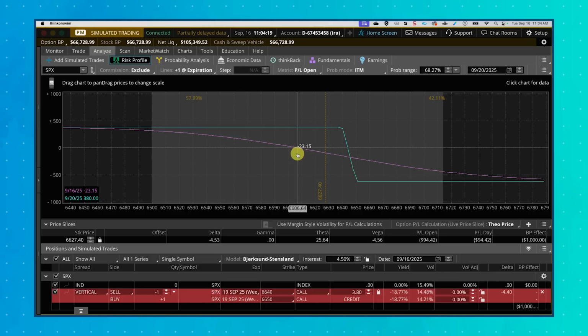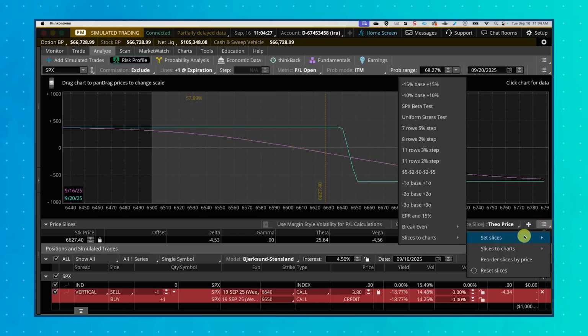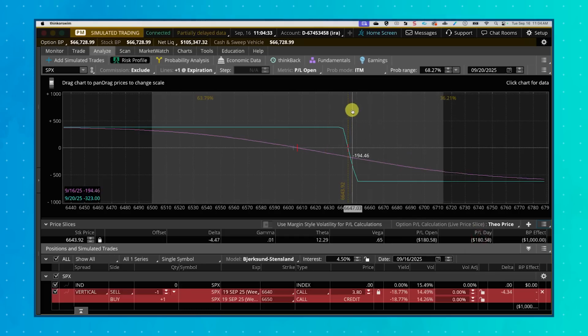Now, the first thing I do when I come over to this page is check the probability of this trade working out for me. So I'm going to follow this over to the right side, click on this menu icon, go to Set Slices, go over here to Break Even and pick 920. What you notice now is we have one line that crosses directly over our break-even point, 6643.92.